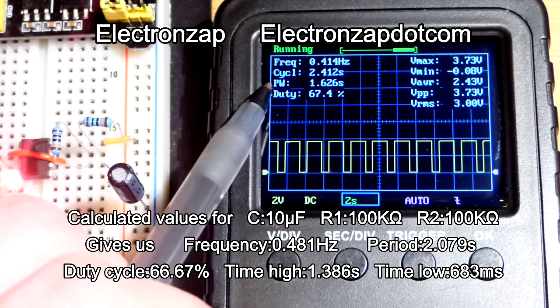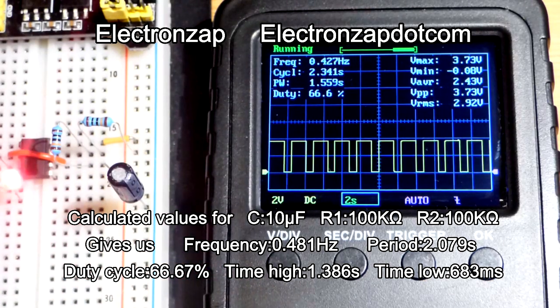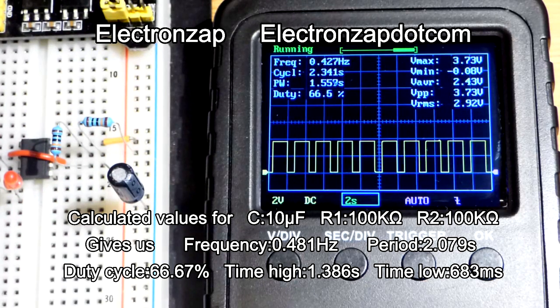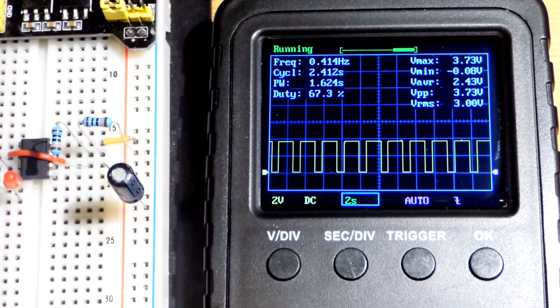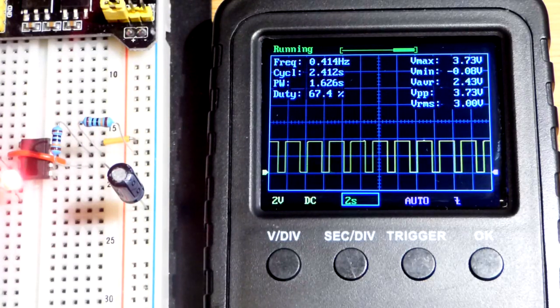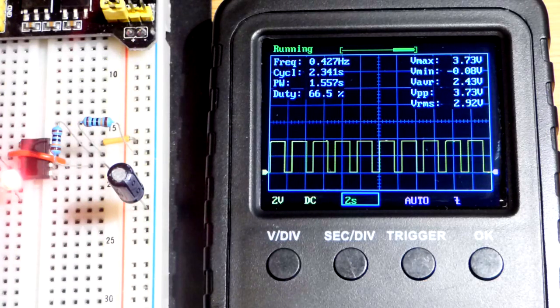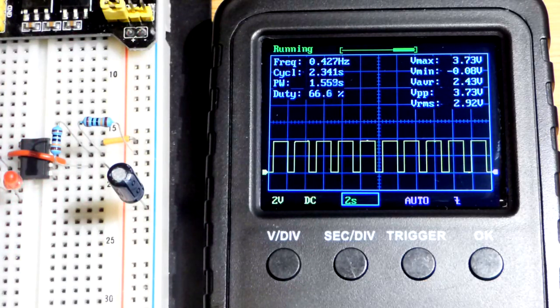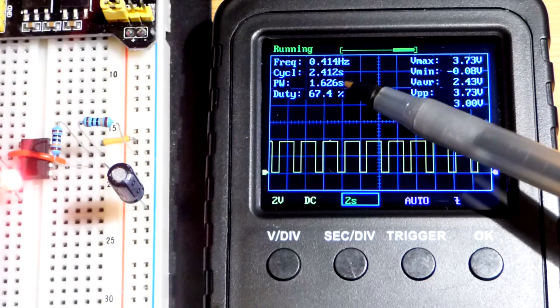And so the frequency, according to the online calculator, using 2 100 kilo ohm resistors and a 10 microfarad capacitor, it has 0.481 hertz. And there you can see this is a little bit lower, so I think it's going a little bit slower than the calculated value. And then cycle, we got the time.